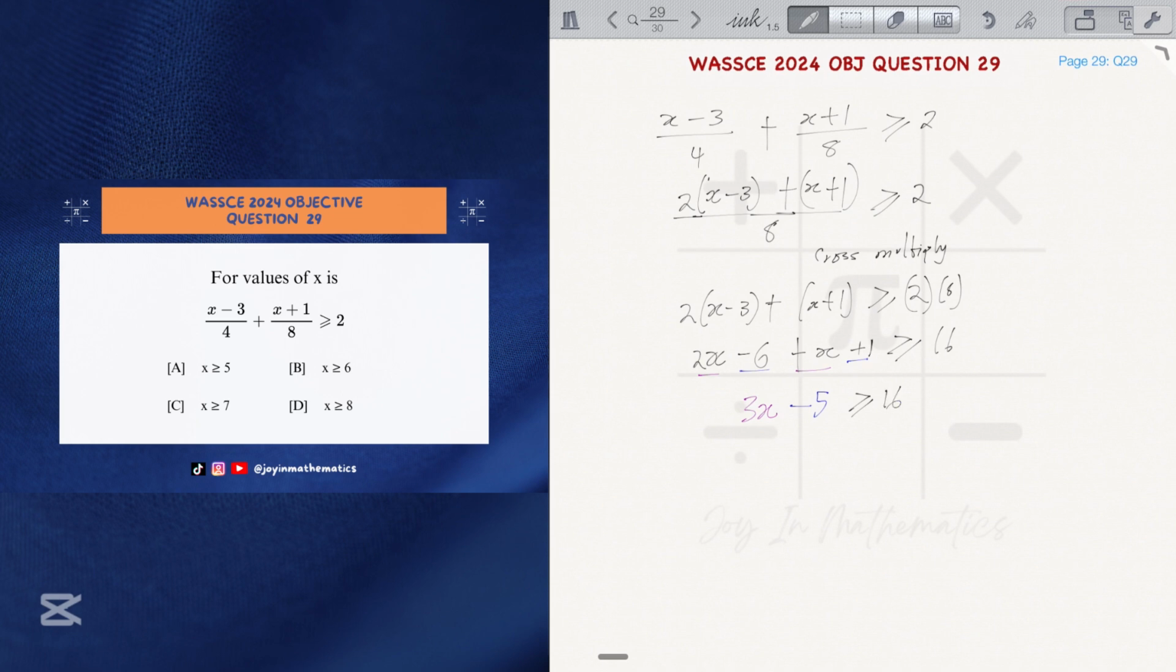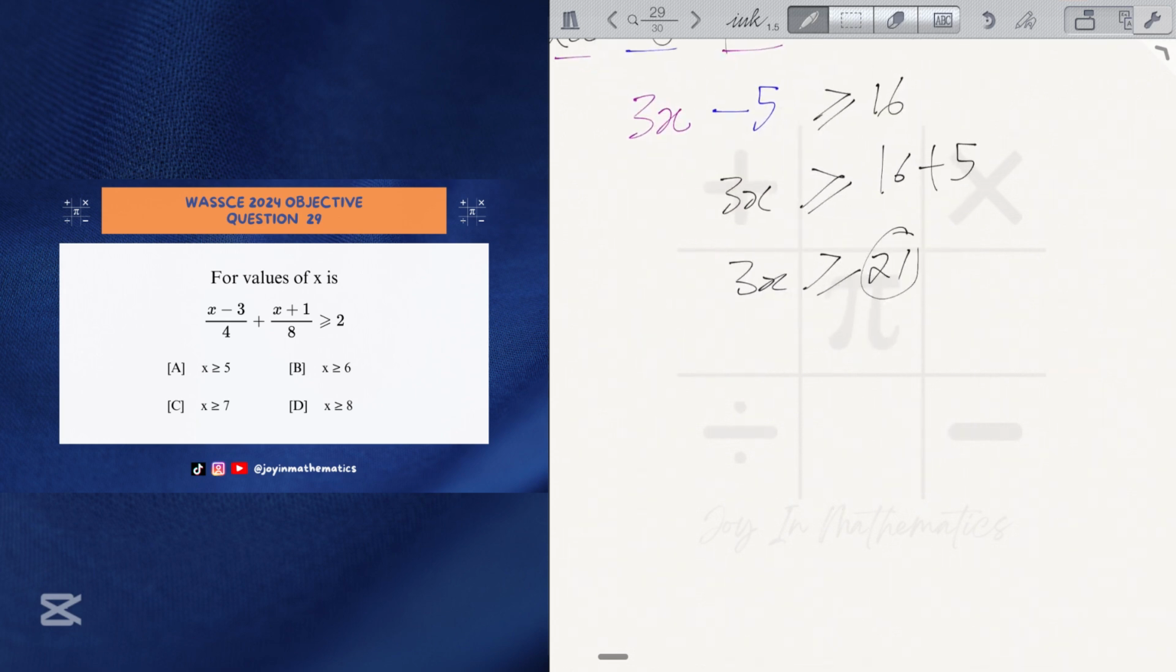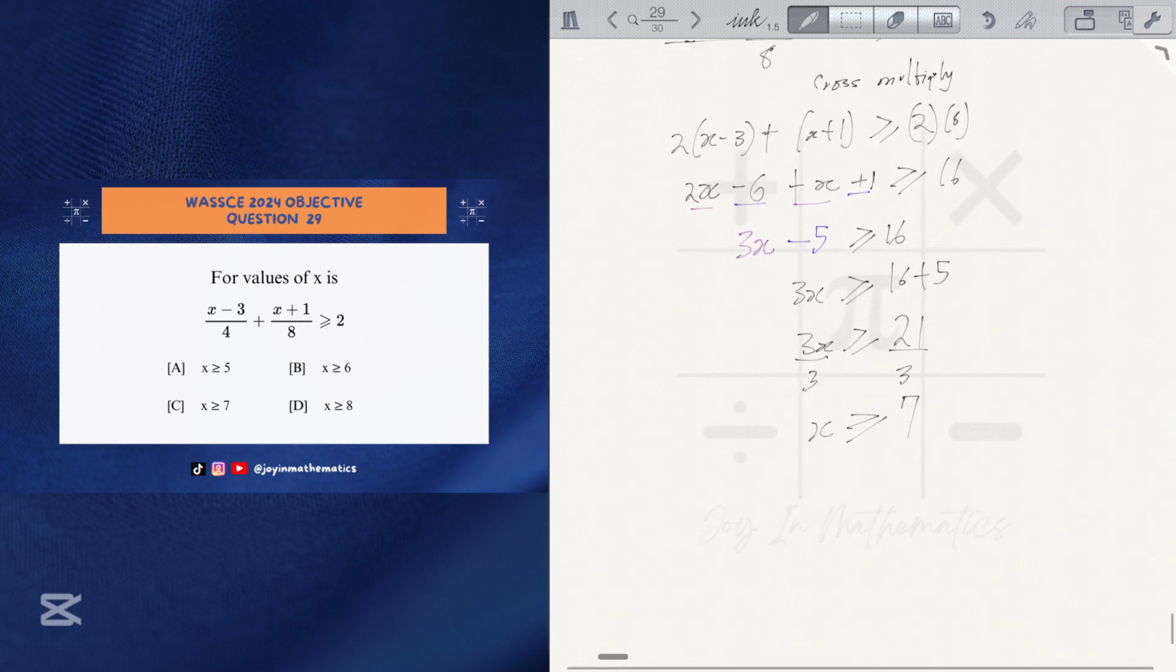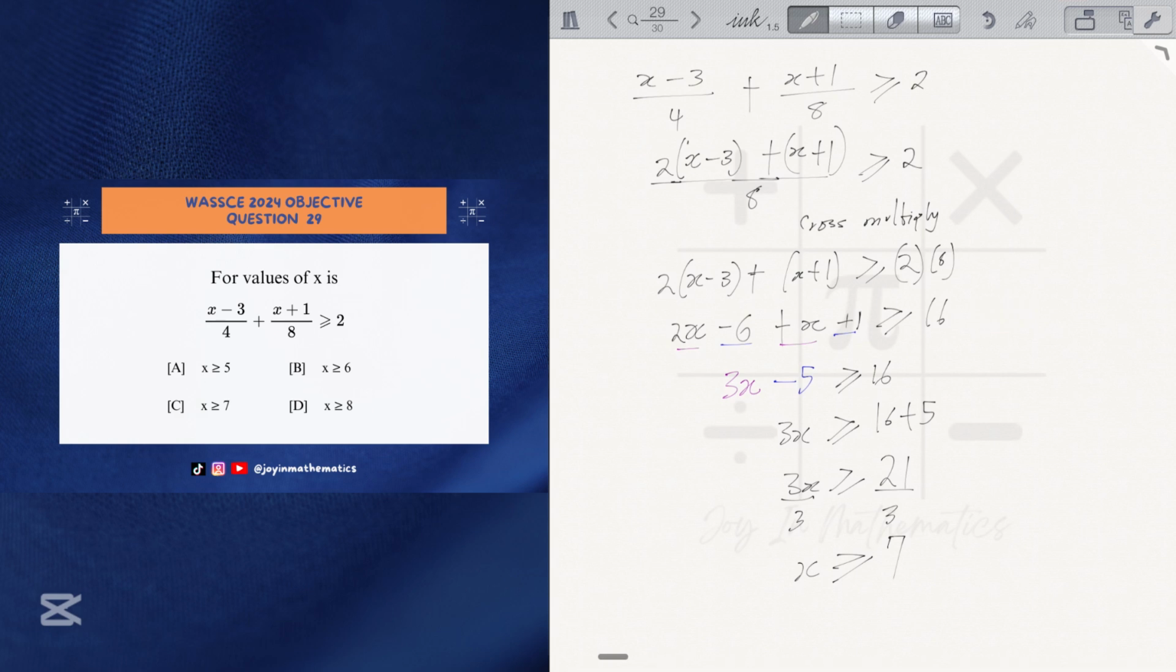Therefore, we can evaluate that 3x, when we add 5 to both sides, or move this minus 5 to the right hand side, will be 16 plus 5. So we have 3x is greater than or equal to 21. So let's divide both sides by 3. Therefore x will be greater than or equal to 7. And that will be the solution to the inequality, which equates to option C.